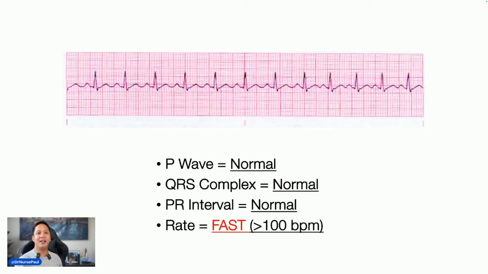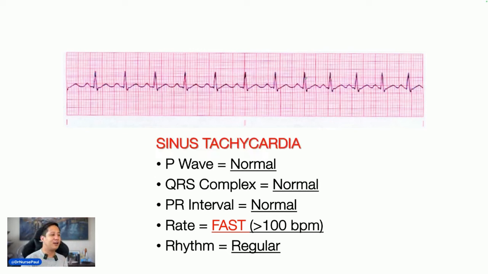Agree? Everybody has a diagnosis already. Regular rhythm for me. You can just check R to R, P to P, R to R. Everything looks normal to me. Very good, this is called sinus tachycardia. Very good. So what's your goal?